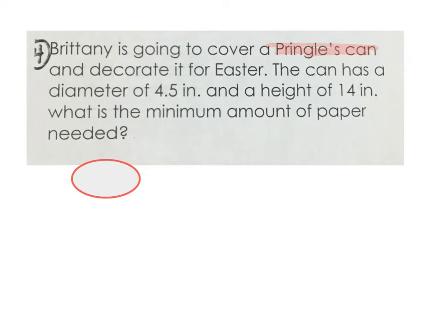Okay, so let's just go ahead. We'll make this the best we can. There it is. That's a pretty good Pringles can. We know that the height is 14 inches, so we'll label that 14. We know that the diameter is 4.5, and that goes all the way across. That's 4.5. I'll put that there. There we go. But on your test, this is important because she's going to cover it.